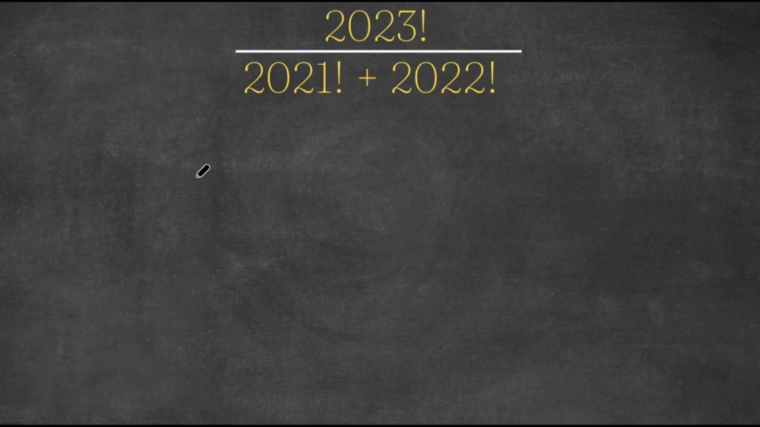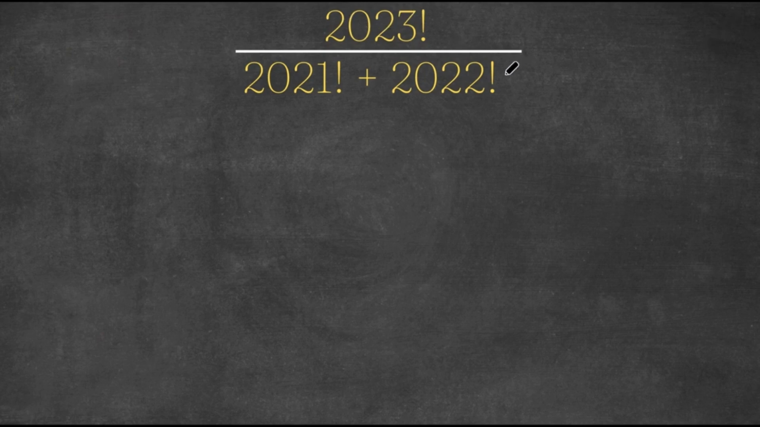Now the factorial of a number, so let's say a factorial, would be a times a minus 1 times a minus 2 all the way to 1, until a reaches 1, right? So the factorial of 2023 would be 2023 times 2022 times 2021 until we get to 1.